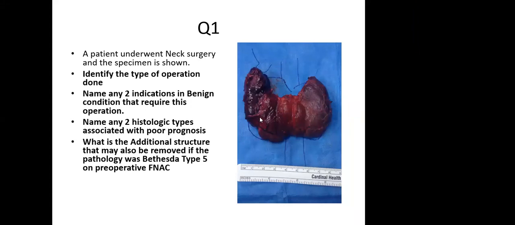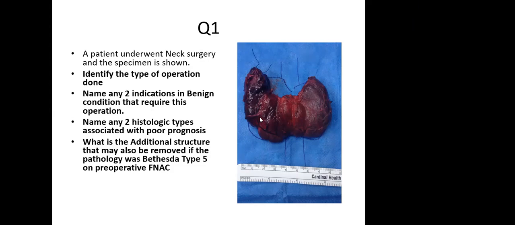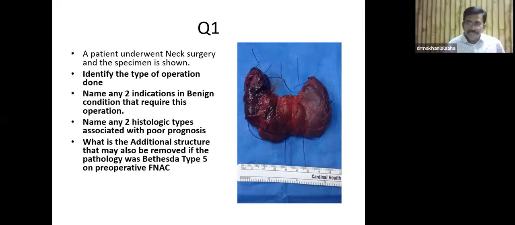Name any two indications in benign condition that require this operation. Why do you say it is thyroid? What makes you feel that this is a thyroid specimen? Sir, the shape of the specimen seems to be like thyroid. It seems to be having two lobes and the isthmus connecting the two lobes. So it's a classical butterfly-shaped appearance with nodules on the surface. Okay, so this is looking like a thyroid, having two lobes and the isthmus. Name two indications in benign condition that require this operation.